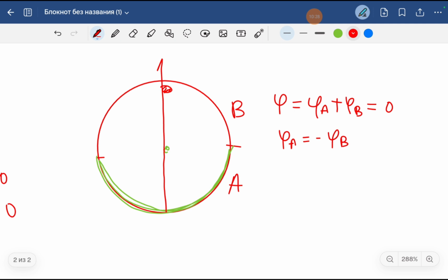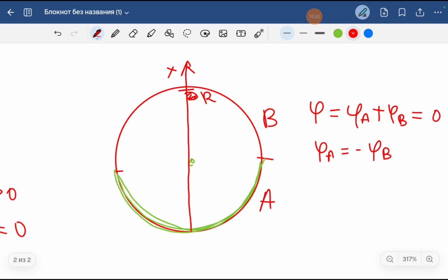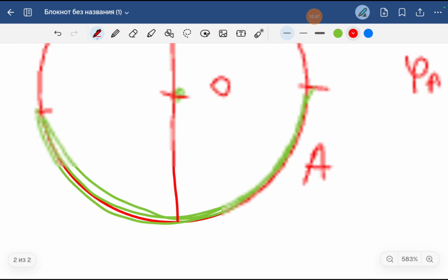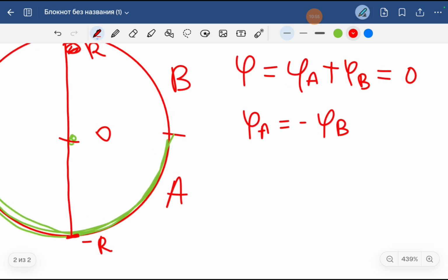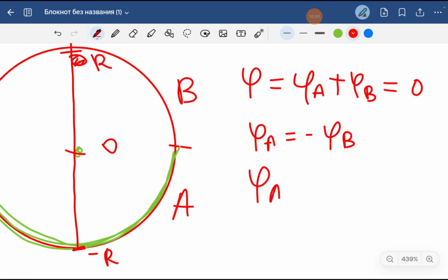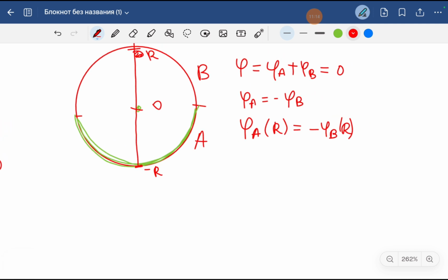We'll draw an axis along the axis of symmetry and label it as the x-axis. The origin coincides with the center of the sphere. The topmost point has a coordinate of plus r and the bottommost point has a coordinate of minus r. Now we can write that the potential created by hemispherical shell A at this point with coordinate plus r must be equal to the negative of the potential created by hemispherical shell B at the same point.